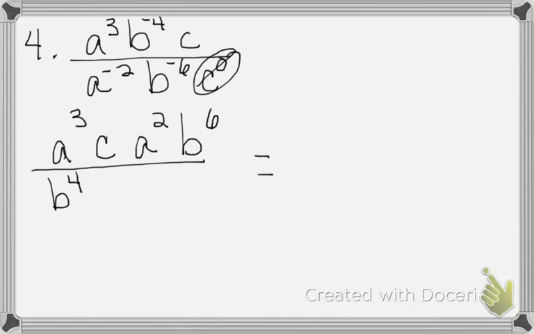Now my a to the third times an a to the second, I'm going to multiply by adding the exponents and get a to the fifth. There's no c, but let's do the b's. B to the sixth divided by b to the fourth. I am going to subtract and get b squared, and the largest exponent is up top, so b squared stays up top. And I just bring the c over.